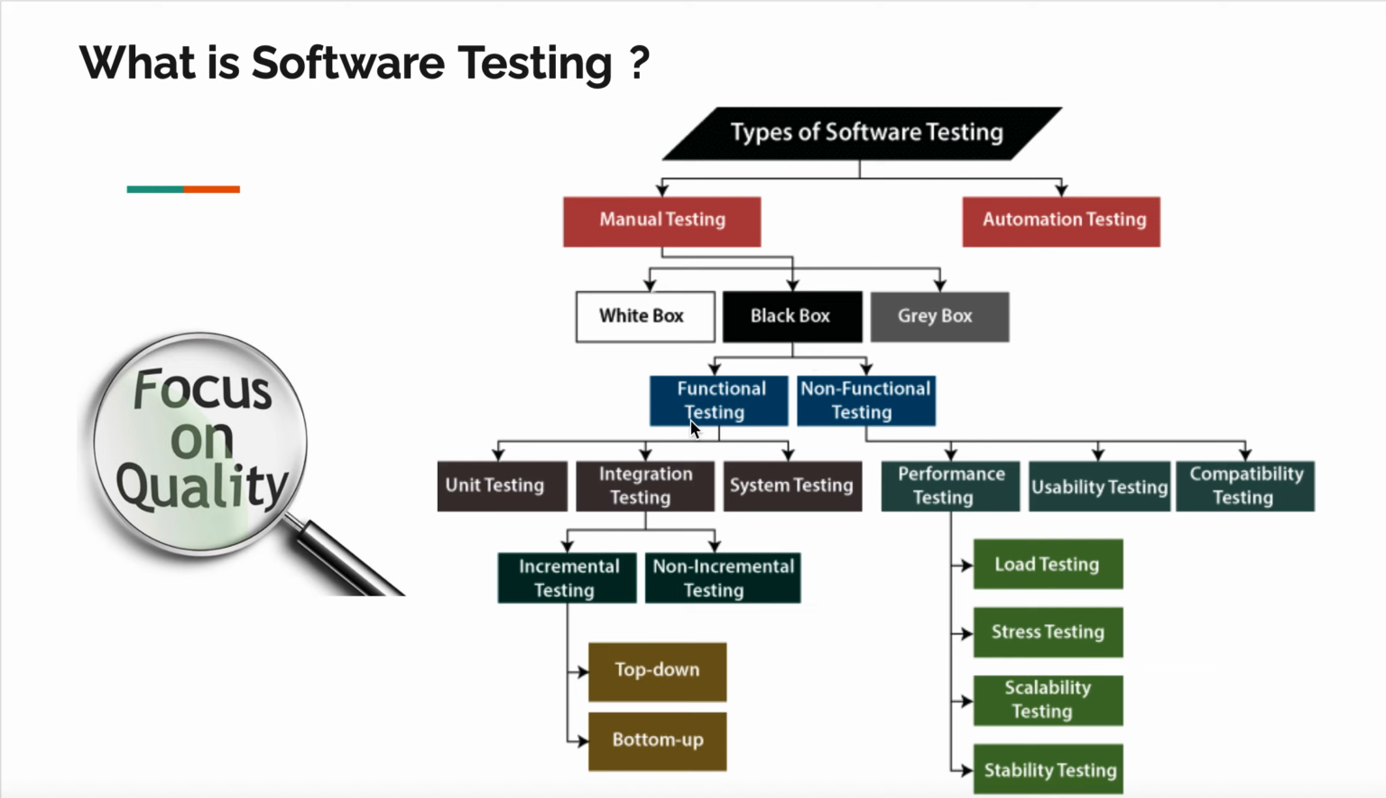Again, in black box testing, we have functional and non-functional. In functional, we have unit testing, integration testing, system testing. Again, in integration testing, we have incremental and non-incremental. Again, incremental has top down and bottom up. But basically we will talk about unit testing, integration testing, and system testing most of the time while testing the application.